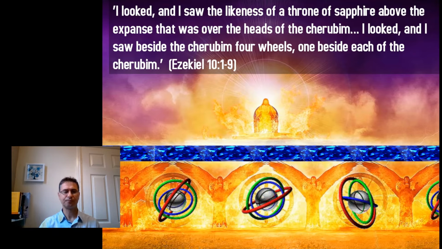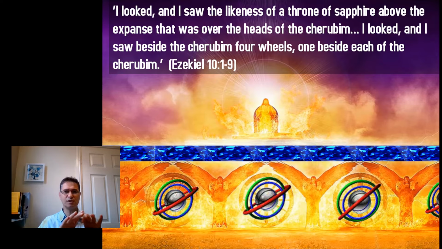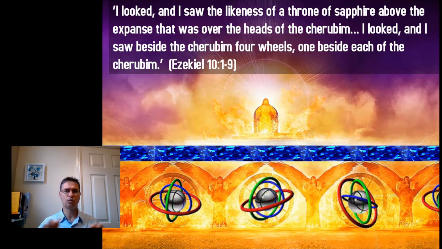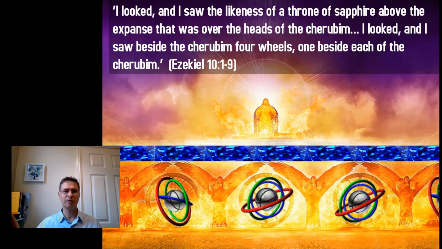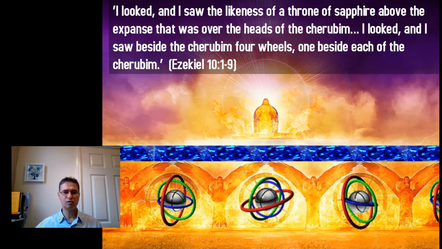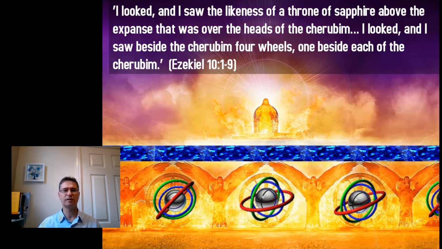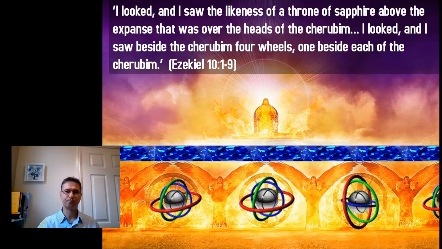And again, Ezekiel sees this blue, sapphire blue pavement beneath the throne of God. And it's all supported with these wheels and the cherubim beneath the throne.